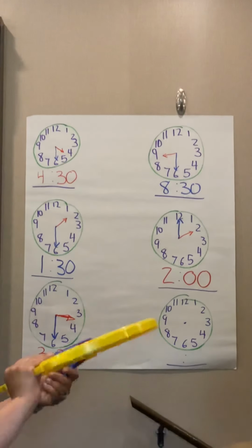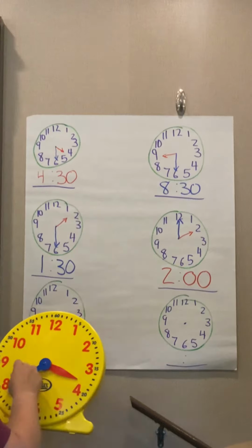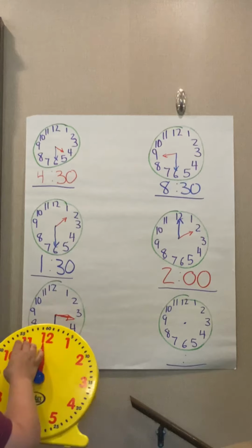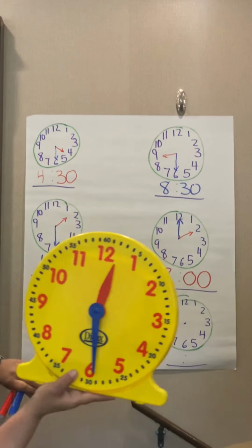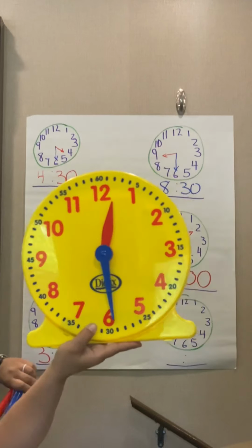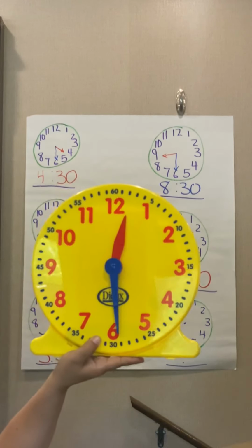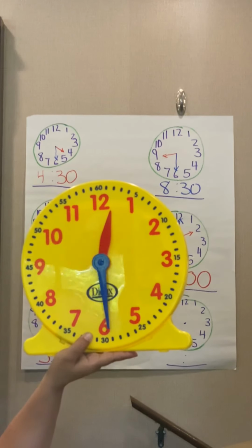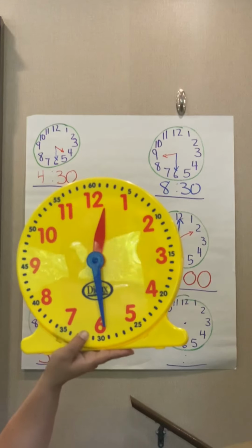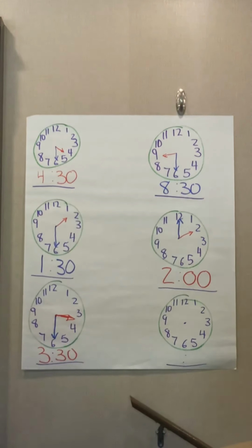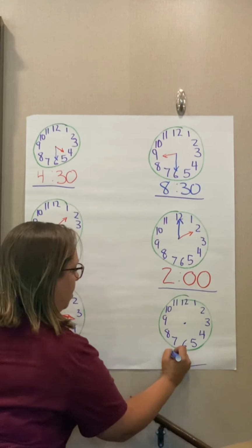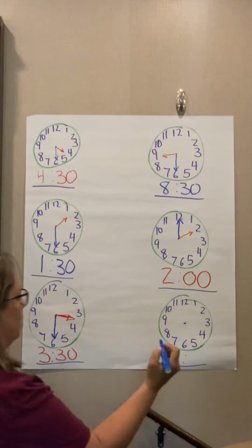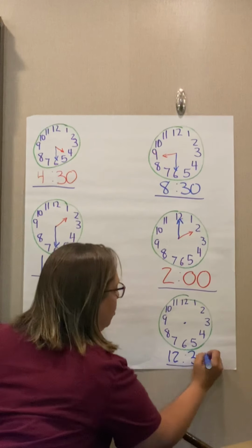Now I want to try a little bit of a tricky one. What would this time be? My hour hand is just past the 12 and my minute hand is pointing straight down to the 6. What time would that be? My hour hand has just passed the 12, so it's 12, and my minute hand is pointing down to the 6, so that means 30.